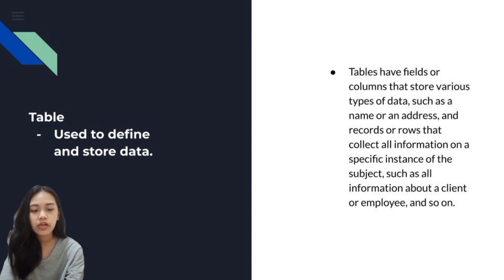Tables have fields or columns that store various types of data, such as a name or an address, and records or rows that collect all information on a specific instance of the subject, such as all information about a client or employee, and so on. To help access your data more quickly, you can specify a primary key, one or more fields with unique values for each record, and one or more indexes for each table.